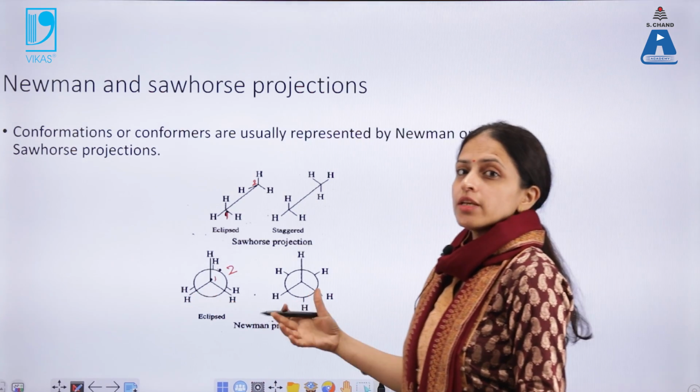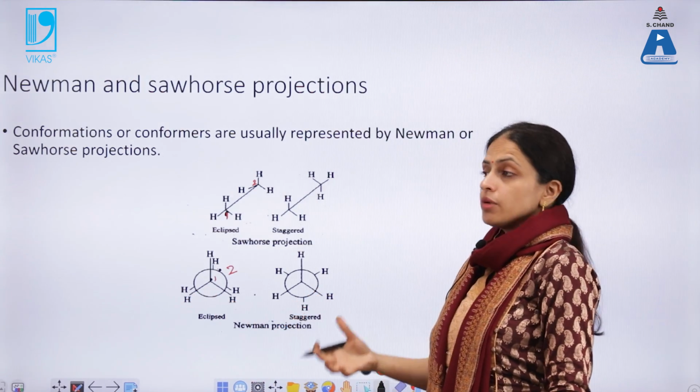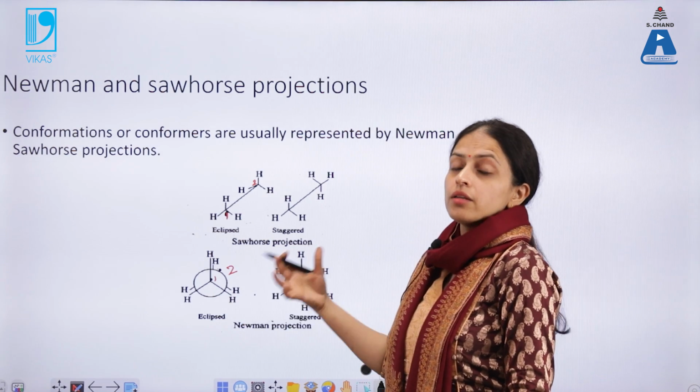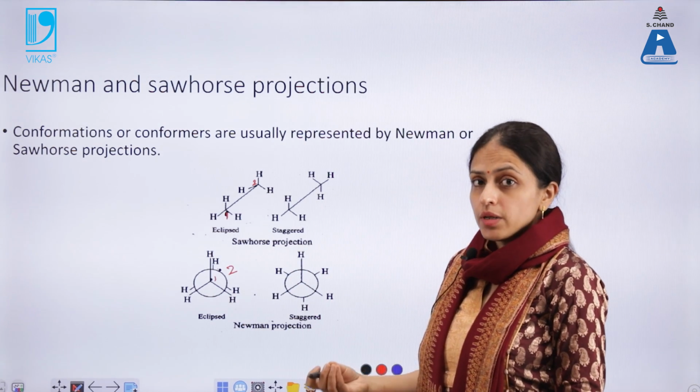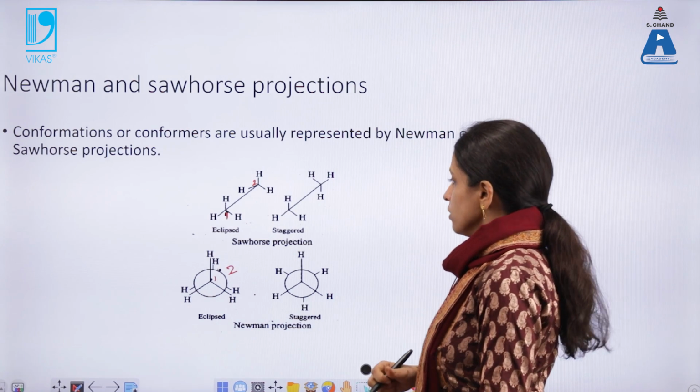Conformational isomers are not expected to be optically active all the time. They just represent the different conformations possible via rotation through a single bond.